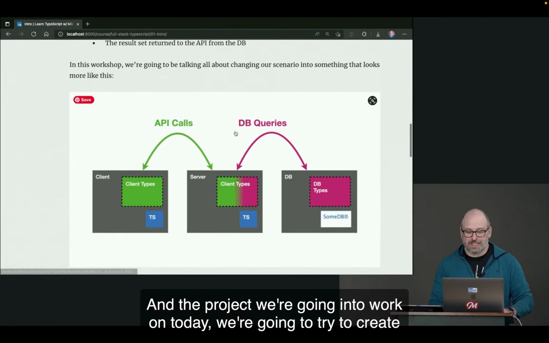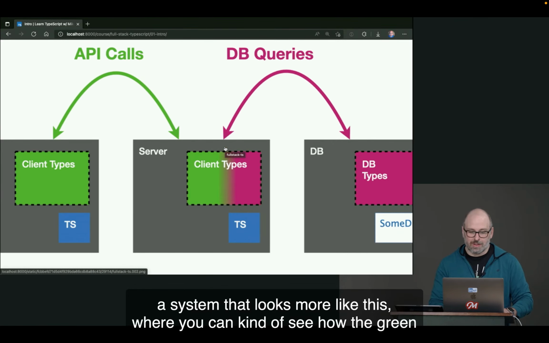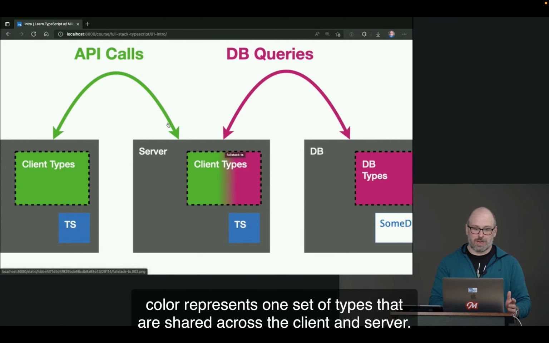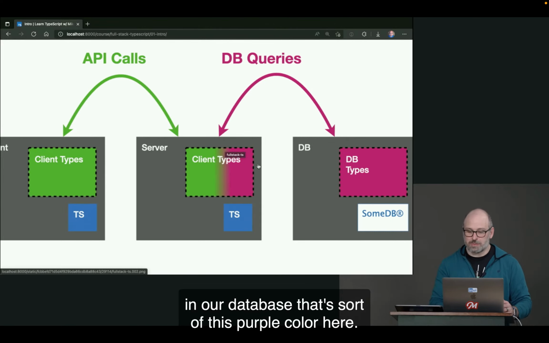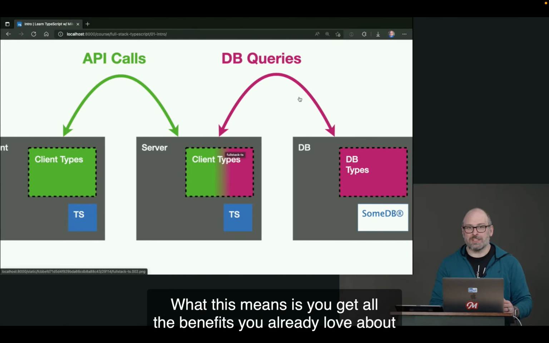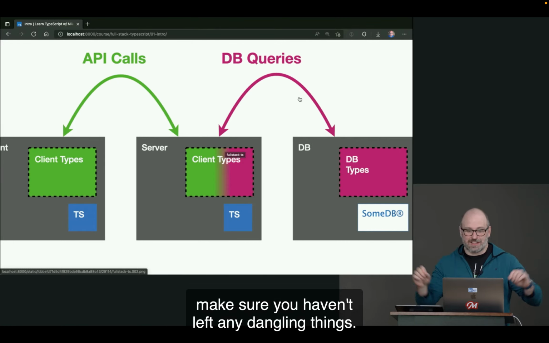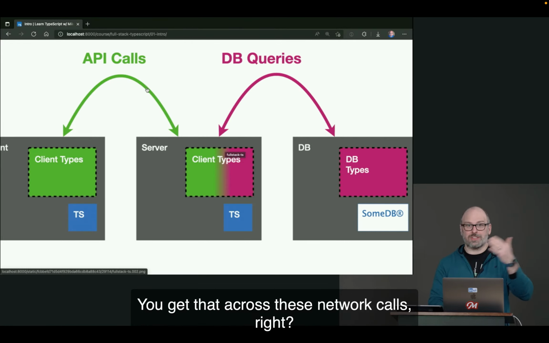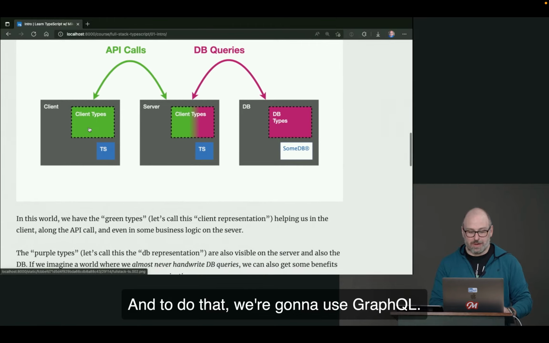In the project we're going to work on today, we're going to try to create a system that looks more like this, where you can kind of see how the green color represents one set of types that are shared across the client and server, and then another set of types that represent how data is actually persisted in our database. That's sort of this purple color here. What this means is you get all the benefits you already love about TypeScript, like the ability to confidently refactor, make sure you haven't left any dangling things. You get that across these network calls, right? And to do that, we're going to use GraphQL.